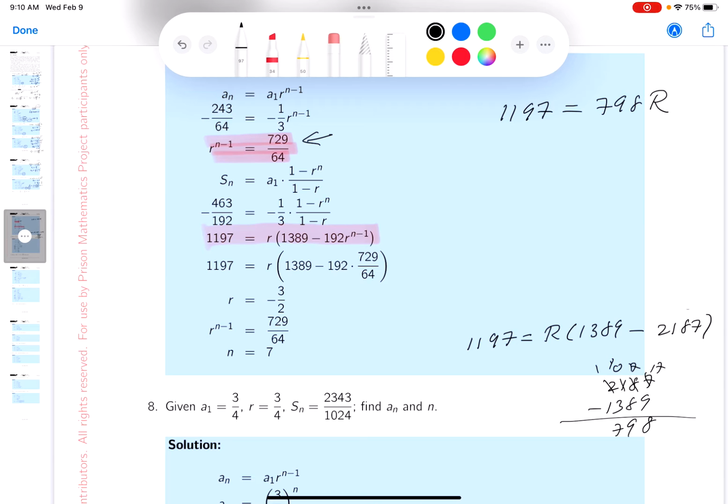I'm sorry, that's negative. I forgot what I was doing over there. Negative number. So what do I get? R. I know what R is now. What is it going to be? Minus 1197 over 798. That kind of looks nasty, doesn't it?